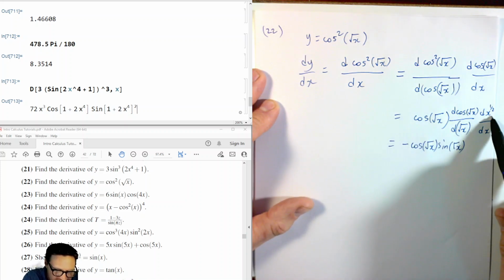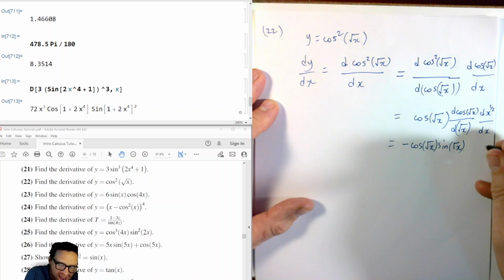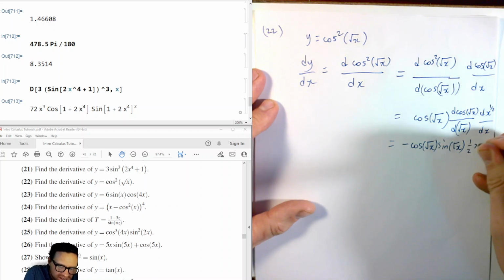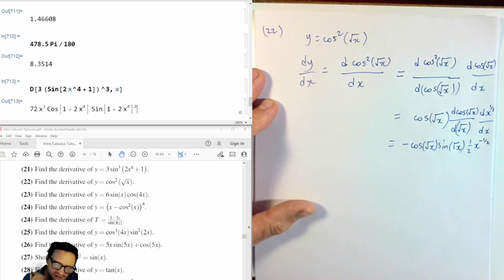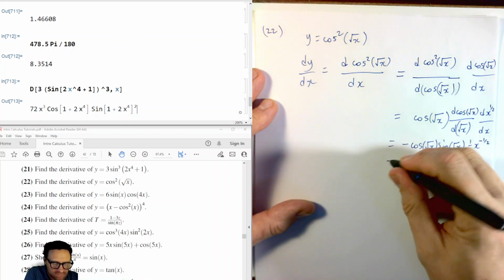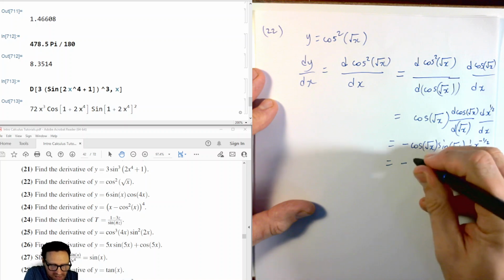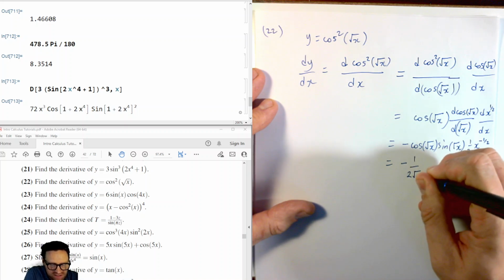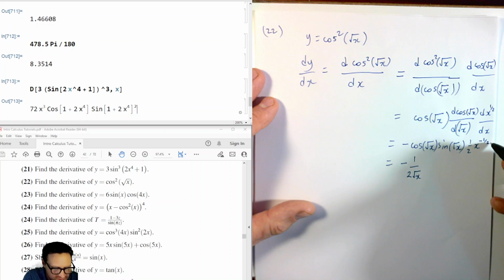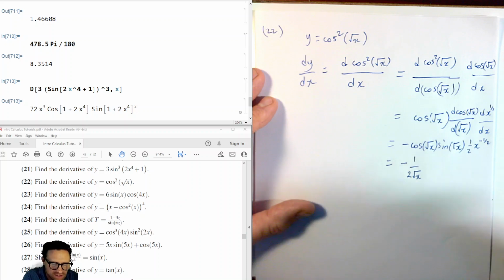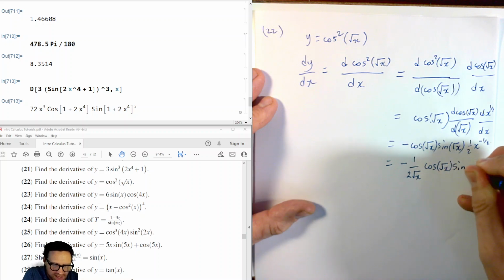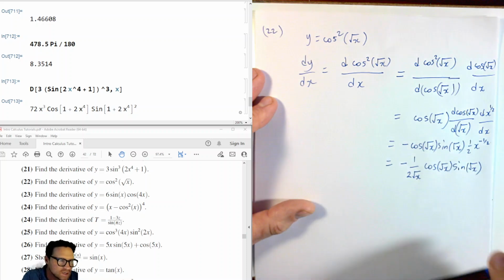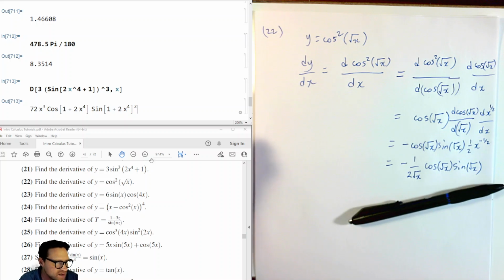Now the derivative of x to the 1/2 with respect to x is 1/2 x to the 1/2 minus 1, which is minus 1/2. Okay, I'll pull the 1/2 out there with the minus. And we can write minus 1 over 2 root x, because x to the minus 1/2 is 1 over the square root of x. And then we have cos root x sine root x. Okay, let's ask Mathematica to do that also.